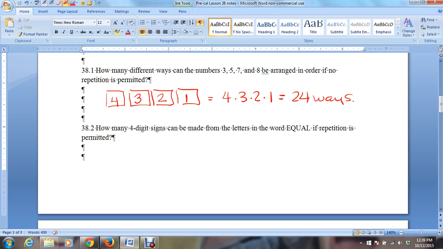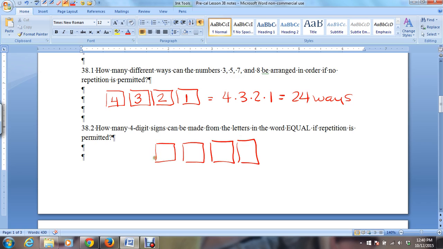How many 4-digit signs can be made from the letters in the word equal if repetition is permitted? Okay, so we're making a 4-digit sign, so we have to make 4 choices. We're going to choose something for the first letter, second letter, third letter, fourth letter. How many things do we have to choose from? 1, 2, 3, 4, 5. There are 5 letters in the word equal, and they're all different.